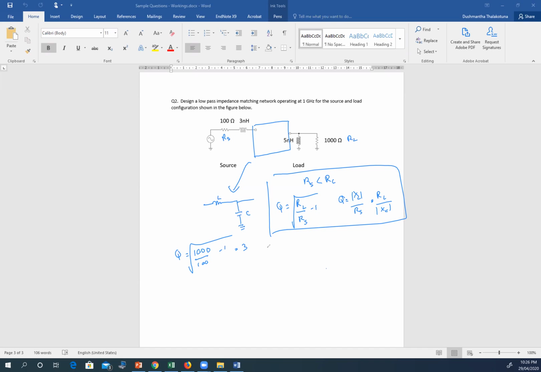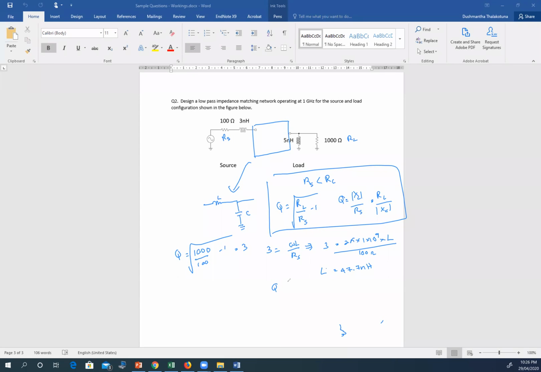Now 3 equals XL, which is omega L, divided by RS. So that gives you 3 equals 2 pi F, where F is 1 times 10 to the power 9, times L, divided by RS of 100 ohms. So L can be found, and L will come to around 47.7 nanohenry.